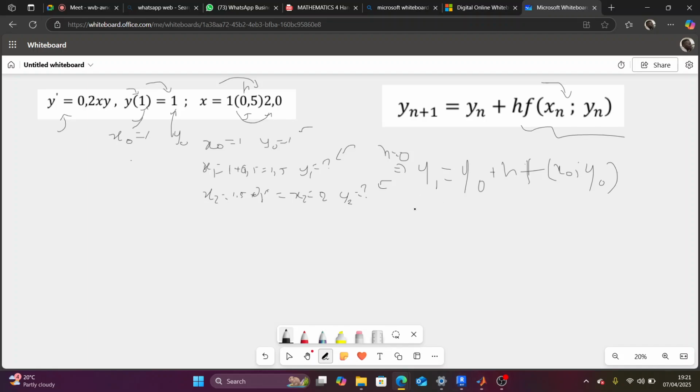So if we want to solve y1, what we do, we substitute. What is y0? You know y0 is 1. Plus, what is the step? The step is 0,5. Multiply as a function of what? What is x0? x0 is 1. What is y0? y0 is 1. So we do 1 plus 0,5. Now you replace this 1 and 1 in this function here. So it means you're going to have 0,2. Where there's x, you put 1. And where there's y, you put also 1. After doing this calculation, therefore, you've got your y1.